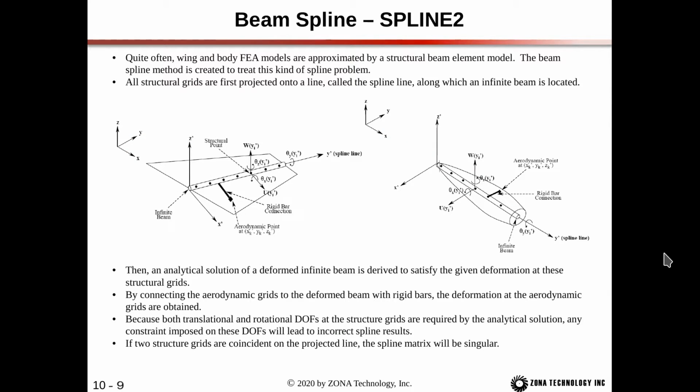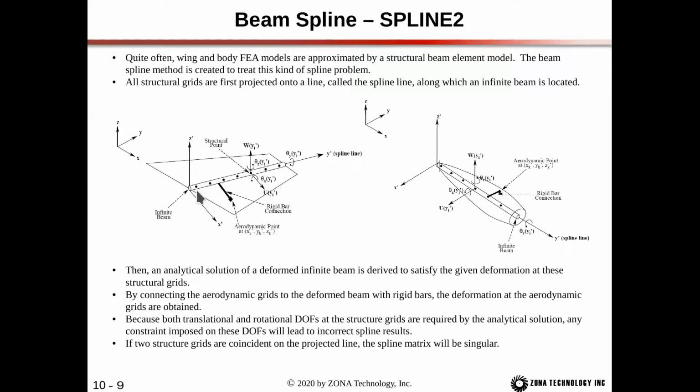Next, we have the beam spline, which is spline 2. Quite often in older structure models, we don't see it so much today anymore, but the wing and the body FEA models are approximated by a structural beam element model. So the beam spline method is created to handle this kind of spline problem. All of the structure grids in this method are first projected onto a line called the spline line, along which the infinite beam is located.